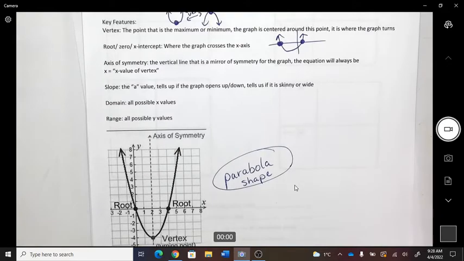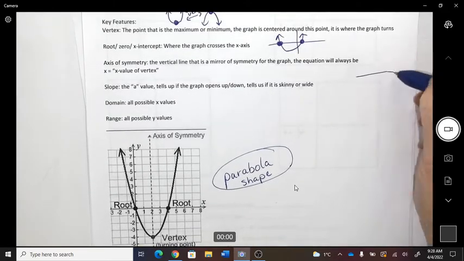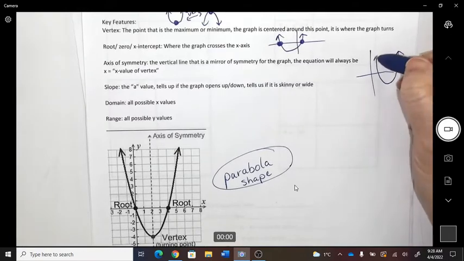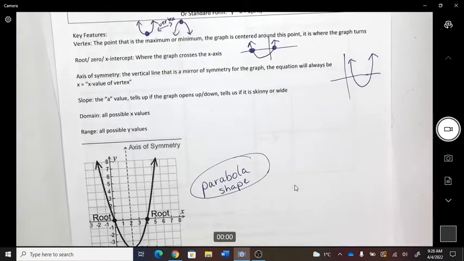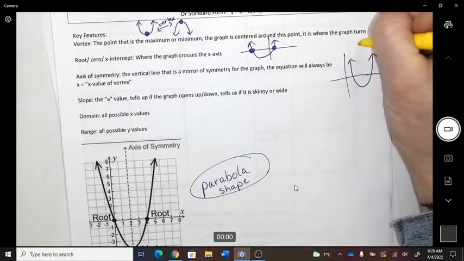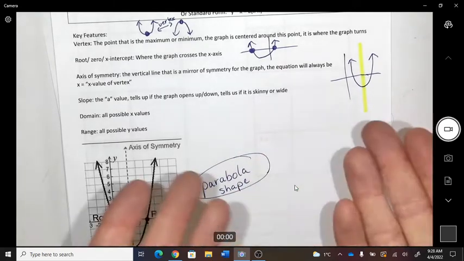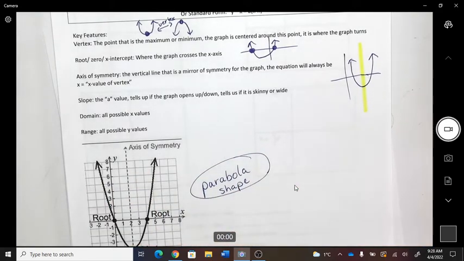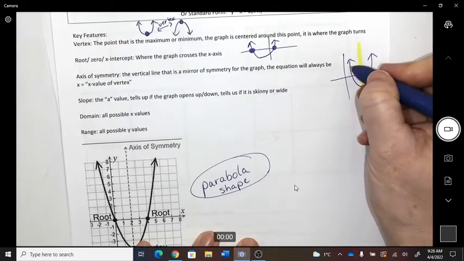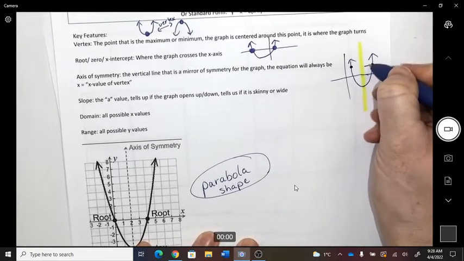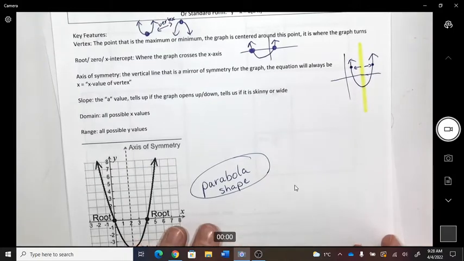Okay, the axis of symmetry. The axis of symmetry is a mirror line. If you were to cut it like a sandwich and fold it in half, that would be where you could fold it symmetrically. Each point will have a partner. For instance, do you see that those points would kind of mirror each other? Every point will have a partner except the vertex. The vertex does not have a partner.